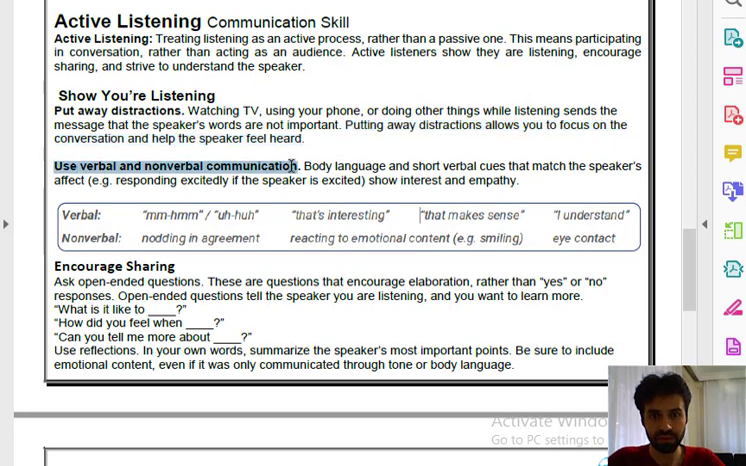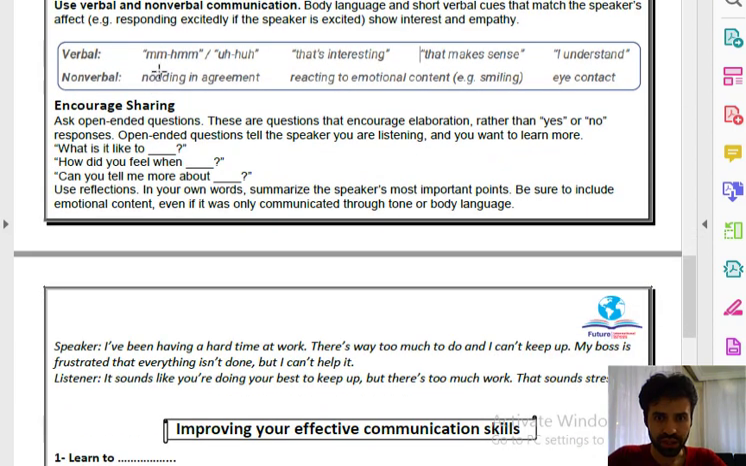Use verbal and non-verbal communication like body language and short verbal phrases, clues that match the speaker's affect, responding excitedly if the speaker is excited, for example, or showing interest and empathy. So it's like reflecting the mood or feeling of the speaker. That's very important. Verbal reactions are like nodding your head and saying words like that's interesting, that makes sense, or I understand, which are very useful.